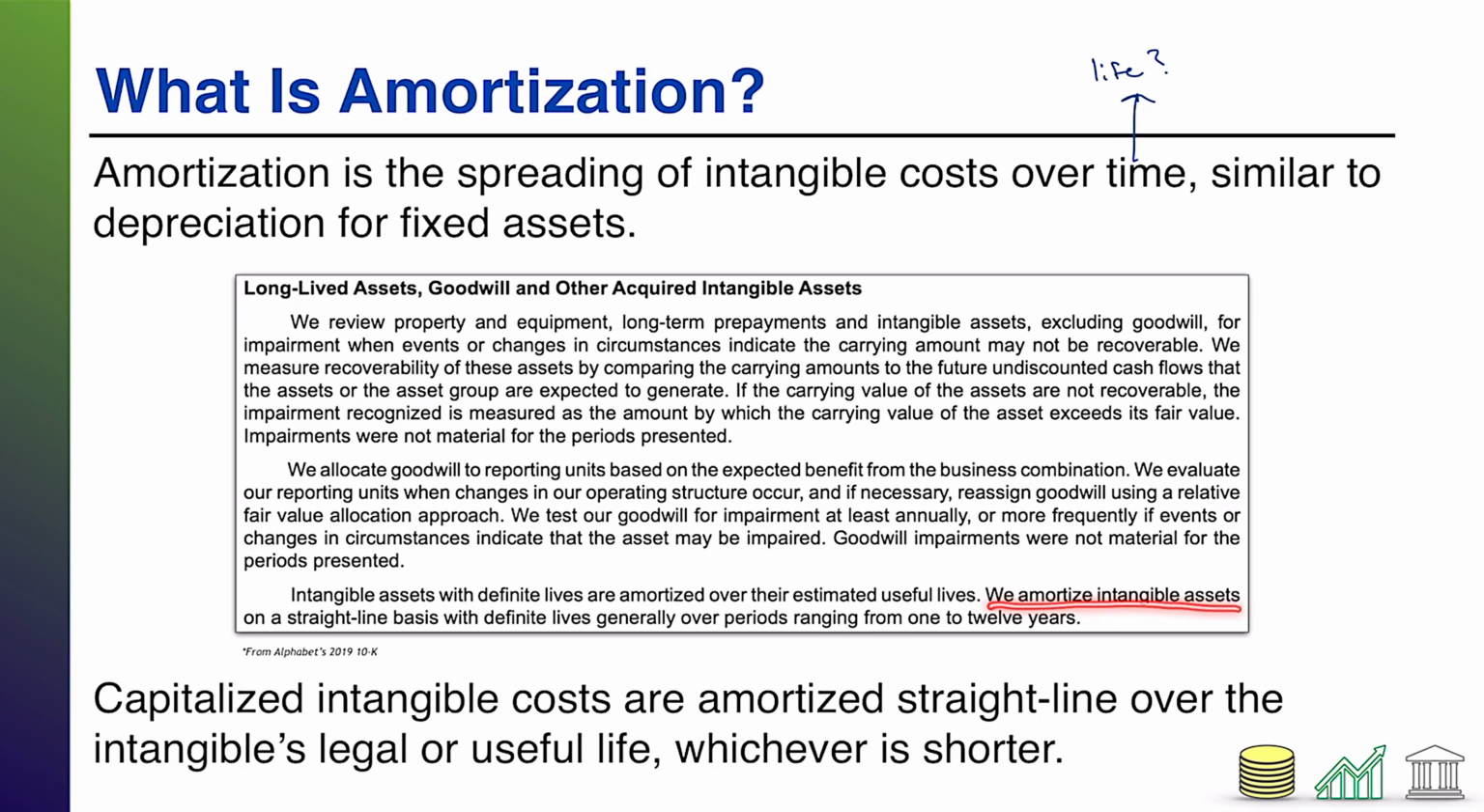We amortize intangible assets on a straight line basis with definite lives, generally over periods ranging from 1 to 12 years. Now, here's the deal. They say in there that they amortize straight line for their intangibles. All companies have to go straight line for their intangibles. That is the way that intangibles are done, okay? Whereas for depreciation, we have things like declining balance method and sum of years digits and all this other craziness that either accelerate your depreciation in some way or track it a different way other than evenly. For intangibles, it's just an even loss of value, so straight line over the useful life.